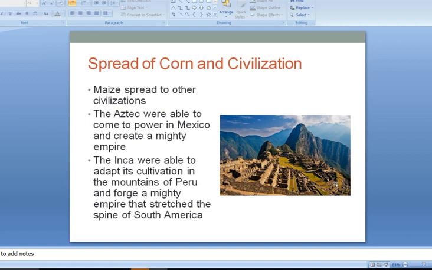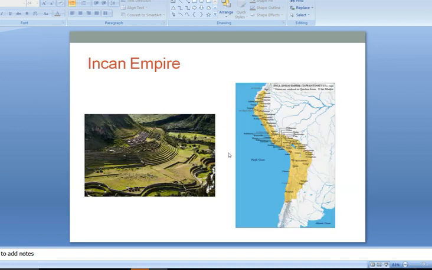It was huge, and they were able to build complex stuff like this. So, as we can see, the Native Americans are not going to be slouches. This is a map of where the Incan Empire stretched to. We're talking thousands of miles here. This is Peru, down to Chile, and this is in the mountains.